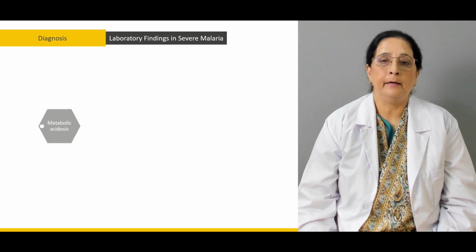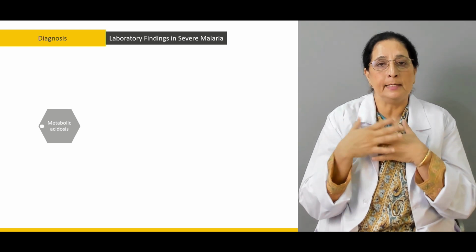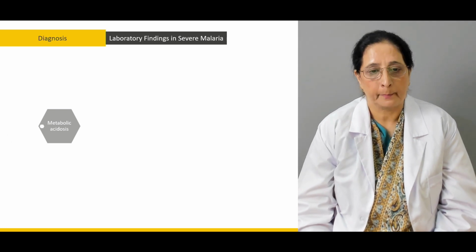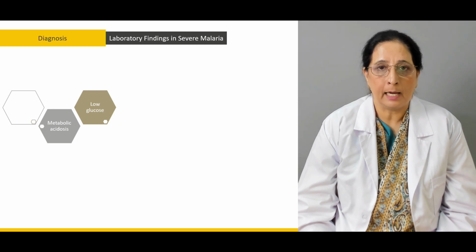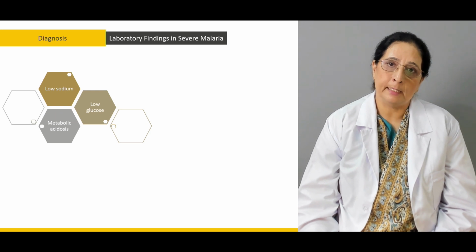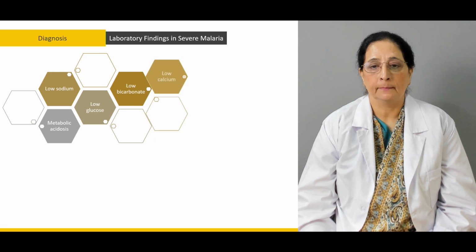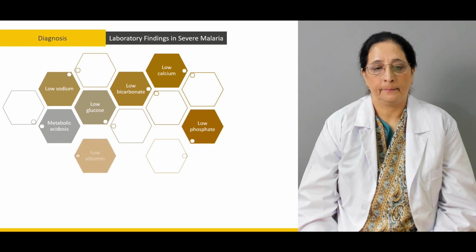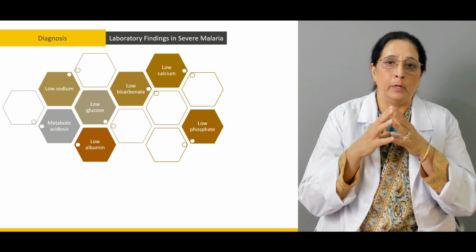In severe malaria, there is metabolic acidosis. The acid level is increased. There is a low glucose level, hypoglycemia. A low sodium level is also present. Low bicarbonate, low calcium, low phosphate, low albumin. So all these things are getting low and low.